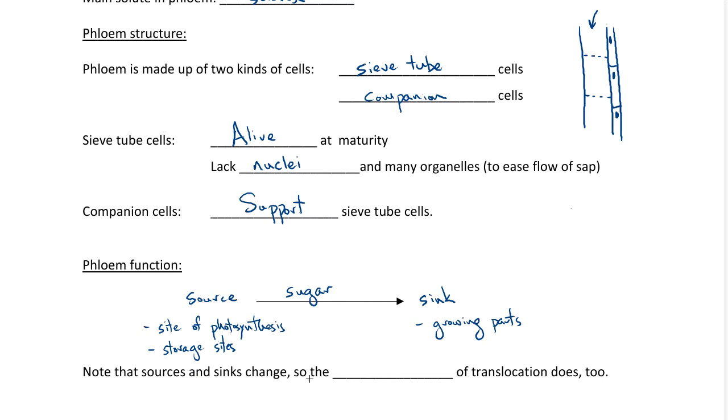Now, sources and sinks can change. For example, an immature leaf would be a sink. It would need sugar to build cellulose as it's growing, but when it matures, it becomes a source. And so sources and sinks can change over time, and therefore the direction of translocation can change as well. So translocation in the phloem is not unidirectional, and that's different from what we saw in the xylem, where water was transported from the roots up to the leaves in one direction.